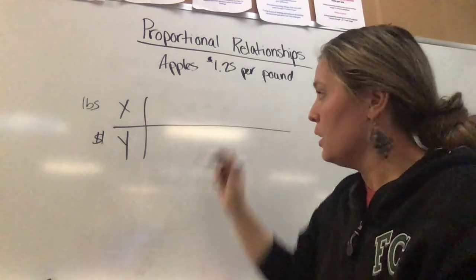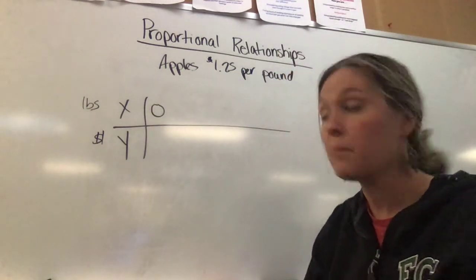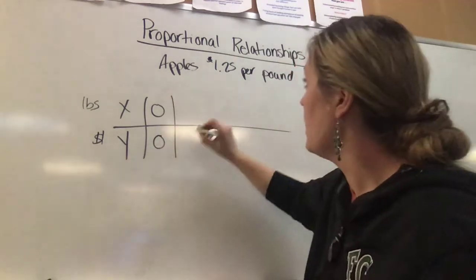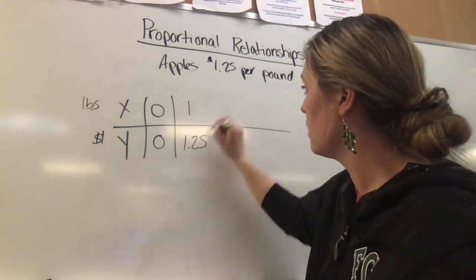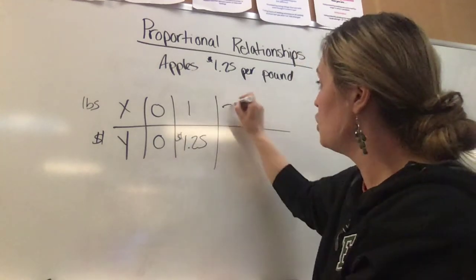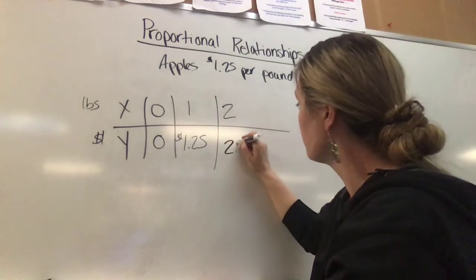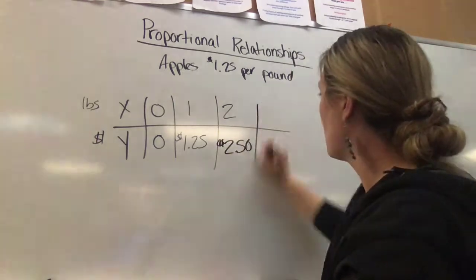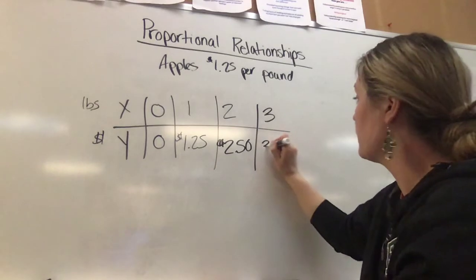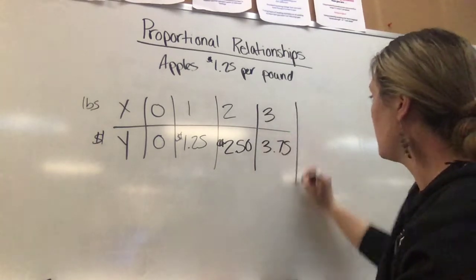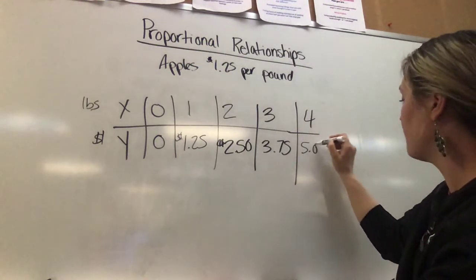So if I buy 0 pounds of apples, how much is it going to cost me? That's $0. Now this is per pound, so that's 1 pound, and that's $1.25. 2 pounds of apples would cost me how much? $2.50. About 3 pounds, that would be $3.75. And we'll go up to 4 pounds, which would be $5.